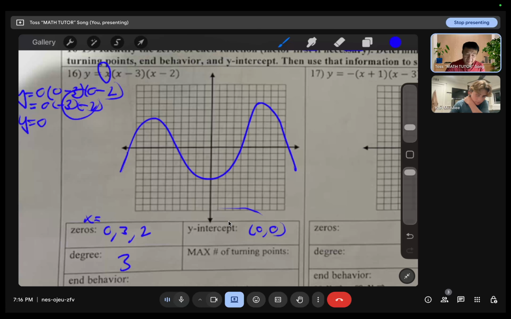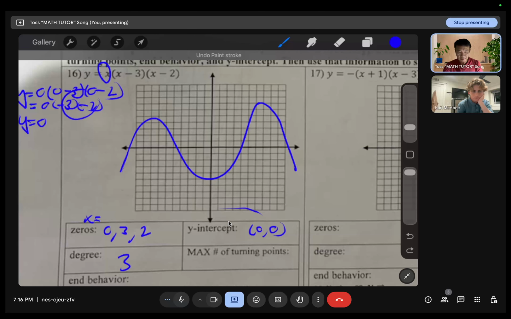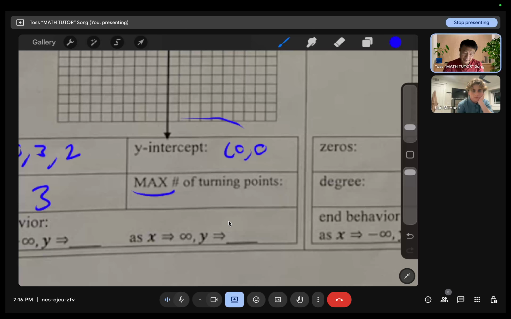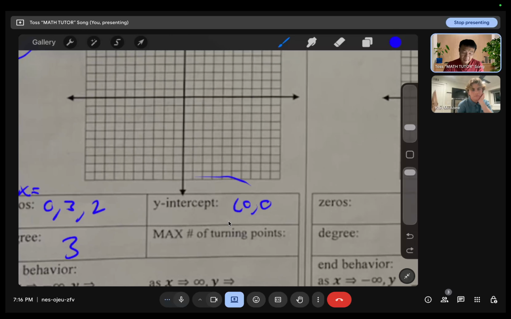So max number of turning points: 1, 2, 3. Is that okay? Like that. I hope you're okay. Now, some people can interpret this differently too in calculus. They might say the maximum, like this is the max, this is the min. So the maxes are those two and the min.